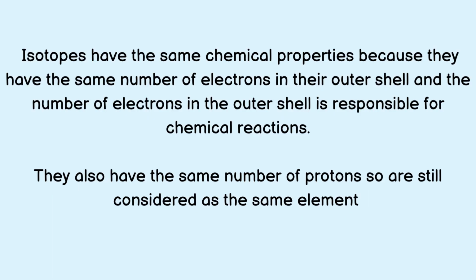Isotopes have the same chemical properties because they have the same number of electrons in their outer shell, and the number of electrons in the outer shell is responsible for chemical reactions. They also have the same number of protons, so are still considered as the same element.